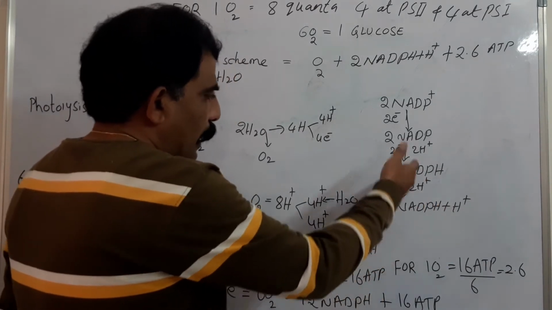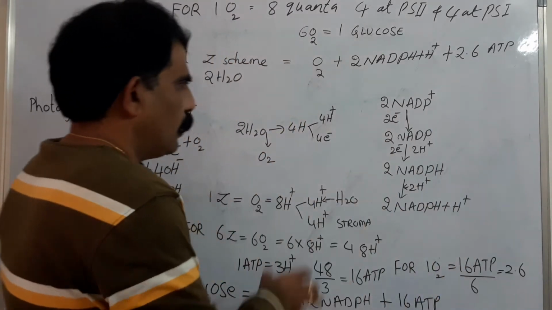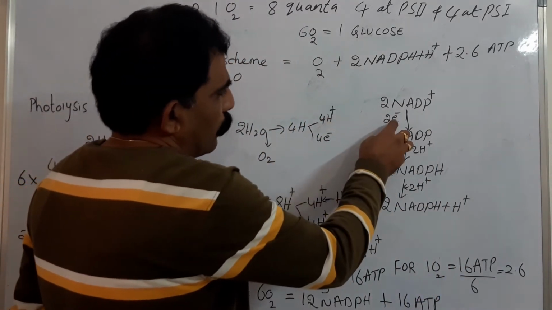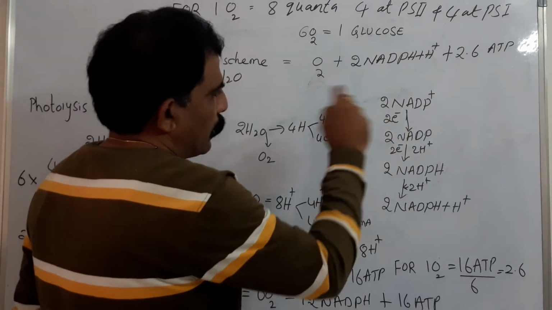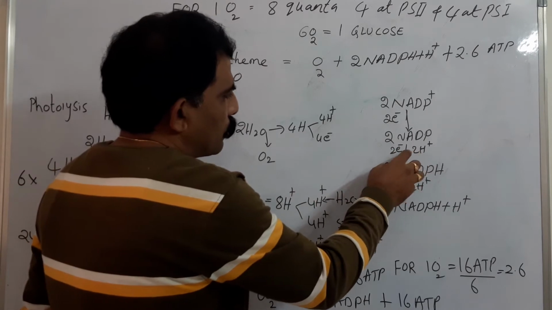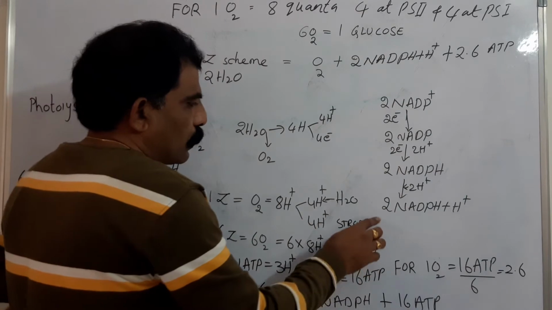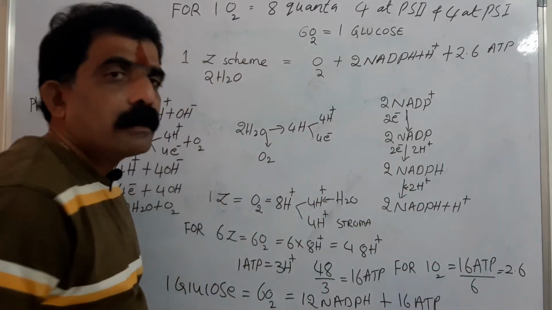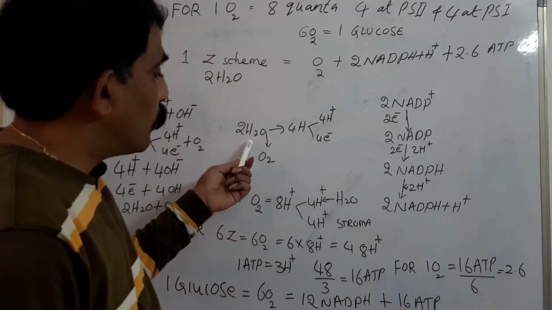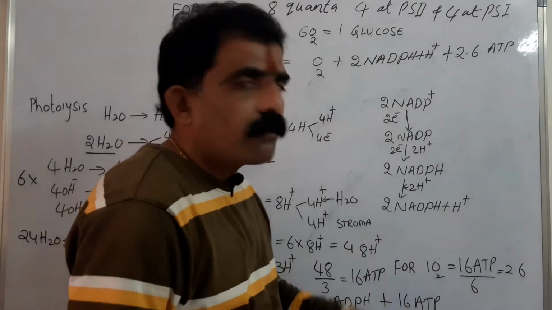Remaining 2 protons are added now, so that it results in the formation of NADPH plus H plus. Actually 4 protons, 4 electrons. In the first step, 2 electrons are added, so that reduces it to NADP. In the second step, 2 electrons, 2 protons are added, so that further reduces it to NADPH. In the last step, 2 protons are added, so that results in the formation of 2 NADPH plus H plus. For the evolution of 1 oxygen, 2 water molecules are photolysed and 2 NADPH are formed.